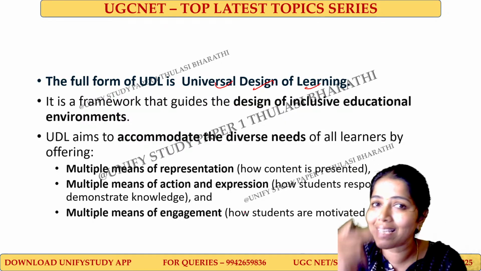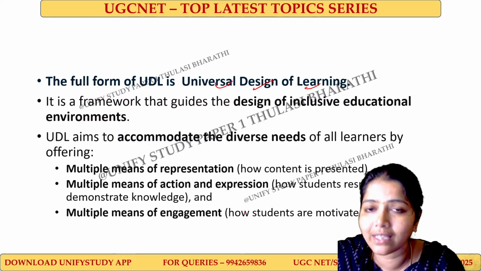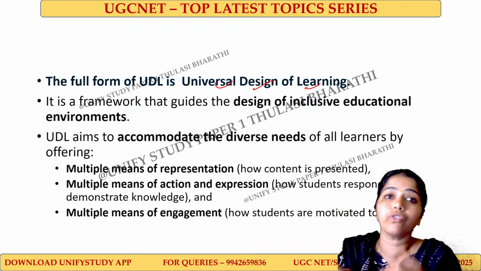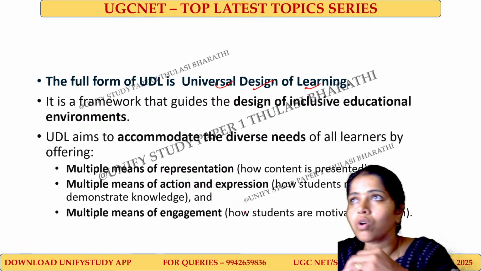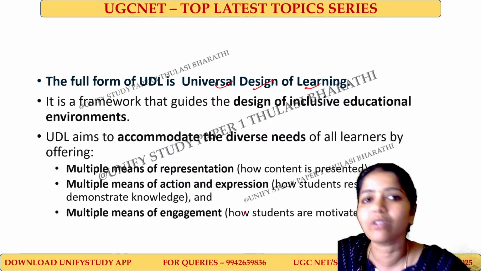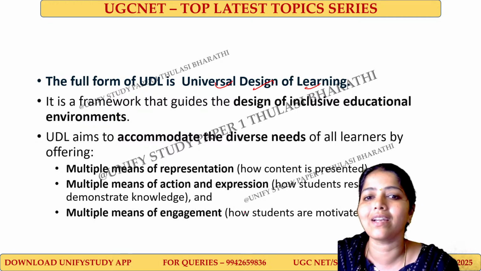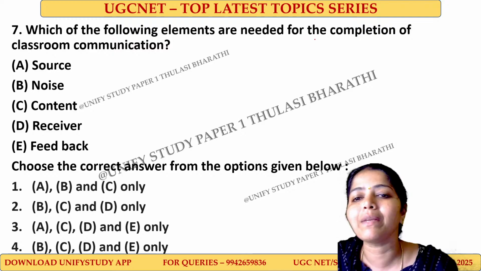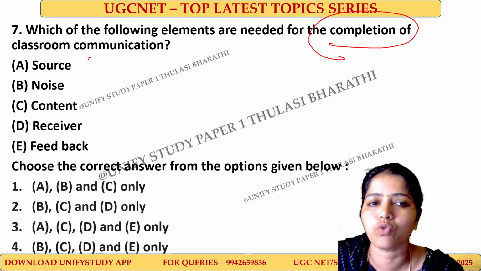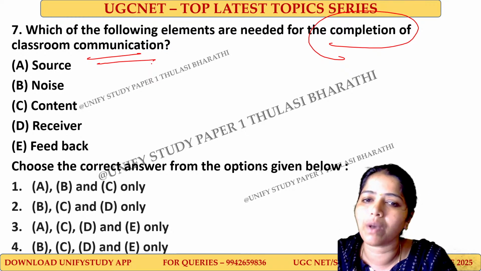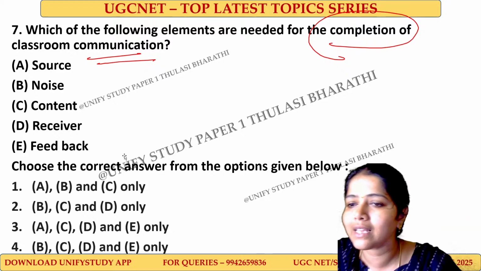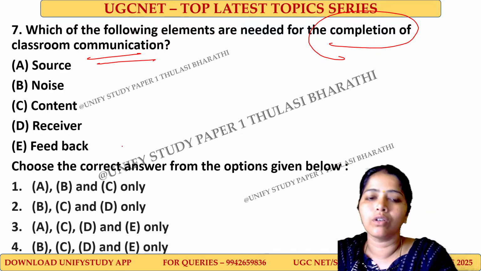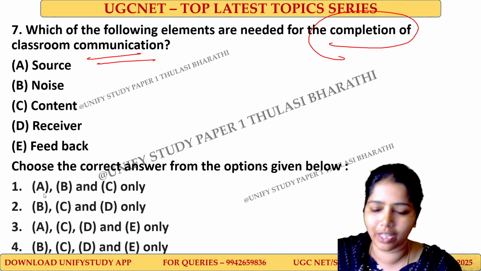In terms of designing their lesson plan, designing the materials, right? The knowledge of how to respond to the knowledge of the students, and also explaining those things with respect to their knowledge. All these things should be attended, and that is called universal design of learning. Next question. Which of the following elements are needed for the completion of classroom communication? If I am doing a classroom communication, what should be the elements needed to make a complete classroom communication?